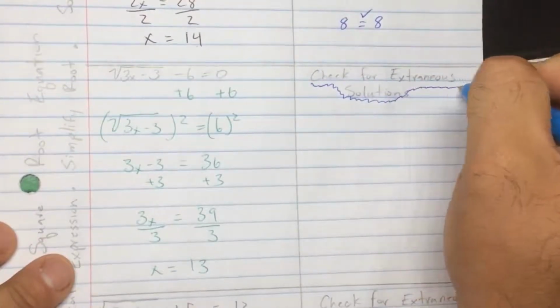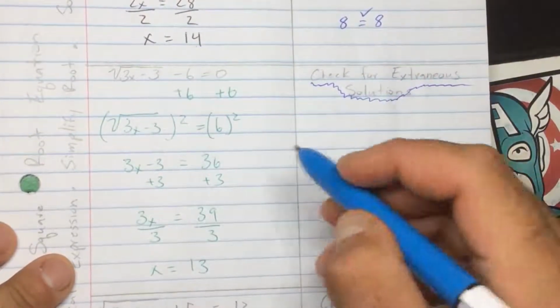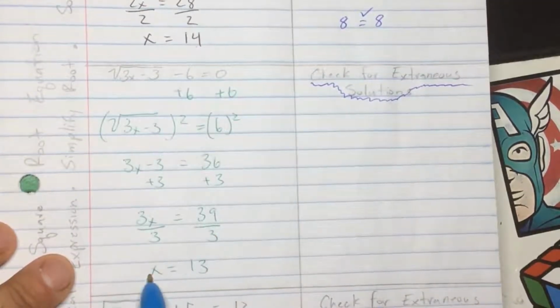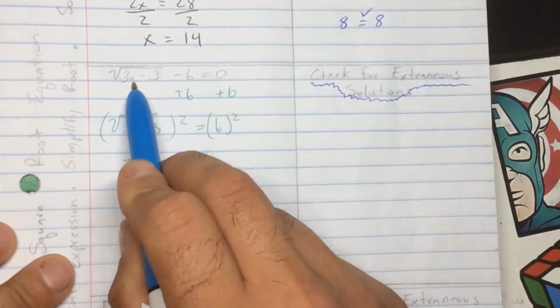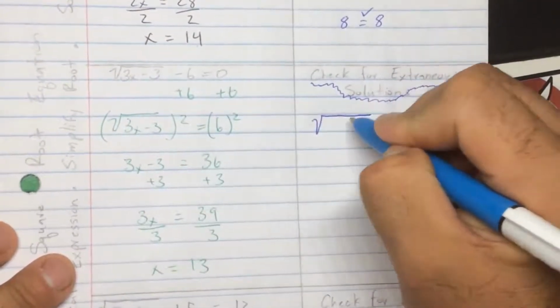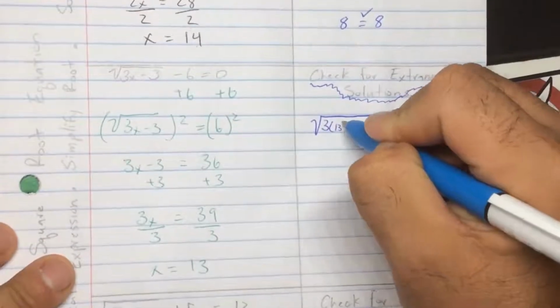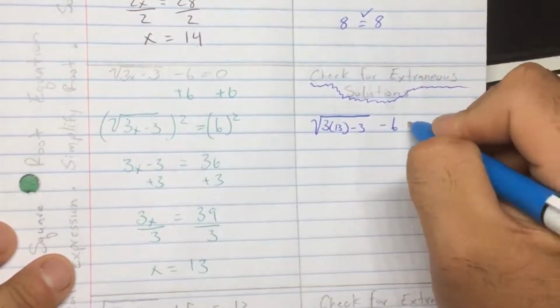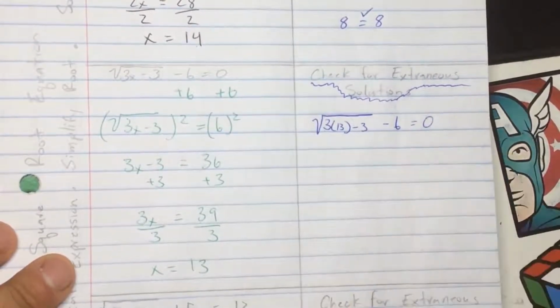We're going to go ahead and check for extraneous solutions. We get our original equation again, and we substitute the 13 for the x here. So we have the square root of 3 times 13 minus 3, minus 6 outside the square root, equals 0, and we're going to see if this is true or not.